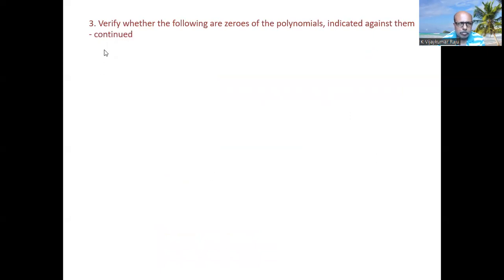Now continuing with that same question, we're taking the next one, the fifth, x square. At x is equal to 0, when you put x is equal to 0, definitely it will be 0 only. Therefore, x is equal to 0 is a 0 of the polynomial x square.